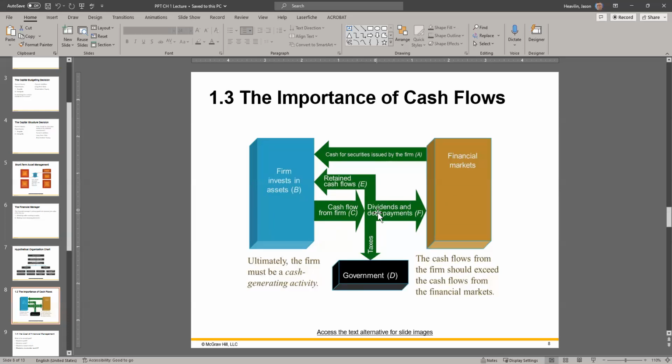And then you're putting that money back into the financial markets, in other words, return dividends, which is the return on the equity, debt service, etc. And this is pretty much the broad view of what the typical cash flow looks like.